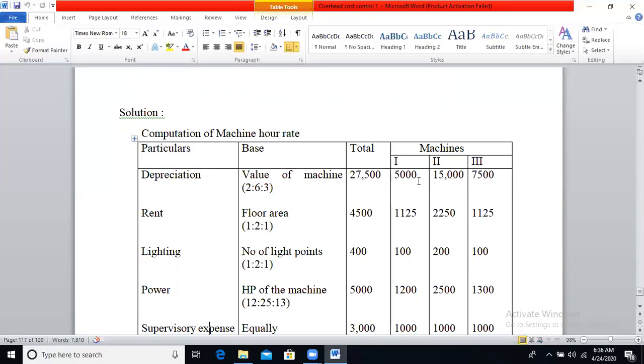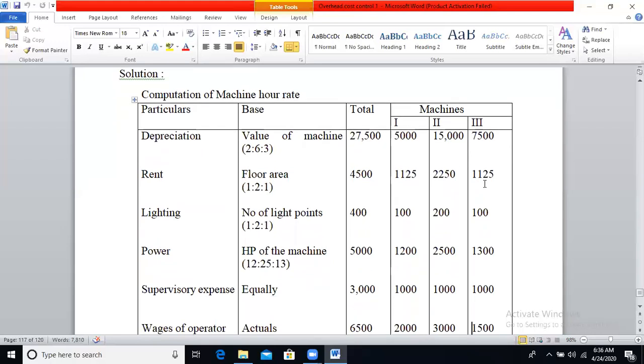So for the first machine, 27,500 into 2 divided by 11, you will get 5,000. For the second machine, 27,500 into 6 divided by 11, you will get 15,000. And for the third machine, 27,500 into 3 divided by 11, you will get 7,500.